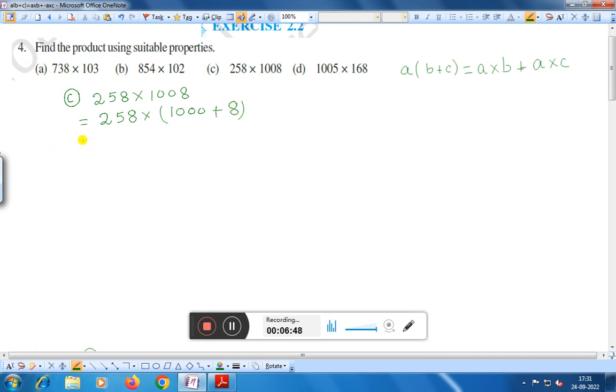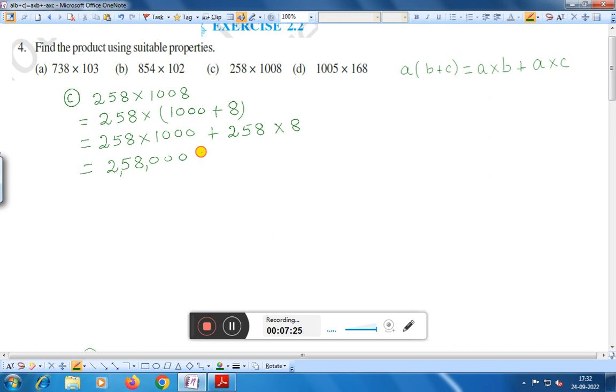Now we can rewrite this as 258 into 1000 plus 258 into 8. Now if we multiply 258 by 1000, that is 258 with 3 zeros, 258000. If you put the commas after 3 digits, then after 2 digits, right?